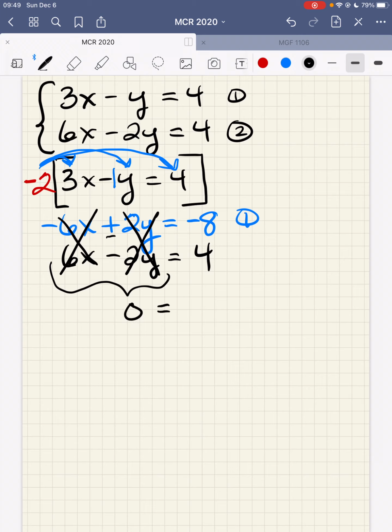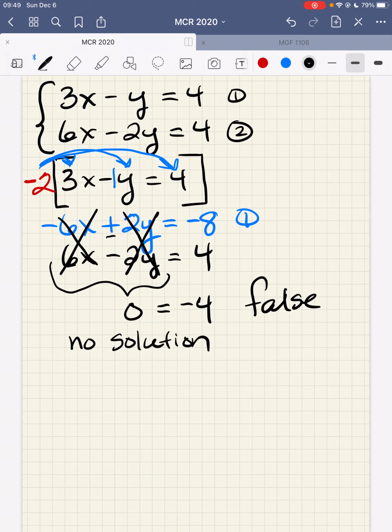If I go ahead and add the other side, I get -4. Now 0 is not equal to -4. This is a false statement. All right, which means this equation has no solution.